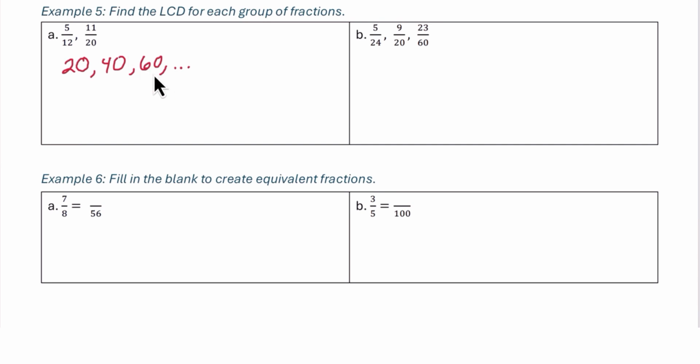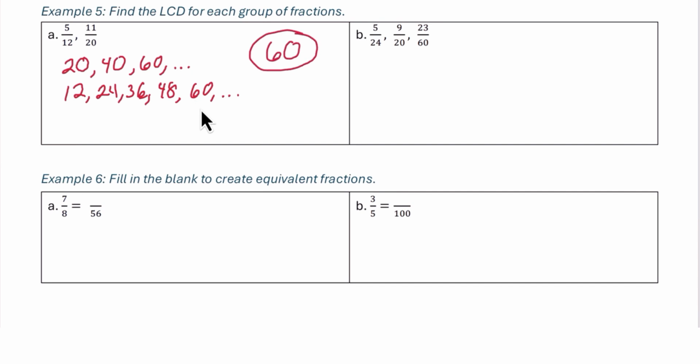An alternate way to think of this is to list the multiples of 12 as well. 12, 24, 36, 48, and 60. And then of course that list continues on, but we have now found a common denominator, 60. So the LCD of this group is 60.